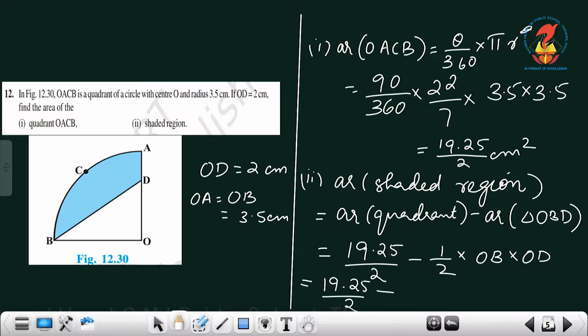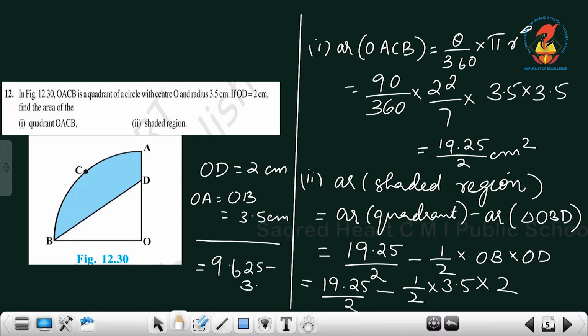Which is equal to 19.25 divided by 2 minus, what is OB? OB is 3.5. Half into 3.5 into, what is OD? OD is 2, which you are getting as 19.25 divided by 2, which is 9.625, minus 3.5. You can cancel both 2's, which you can find.